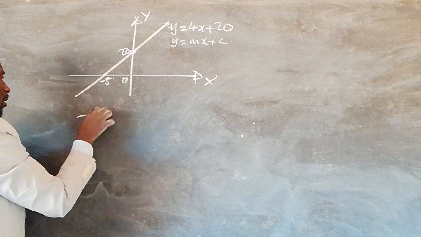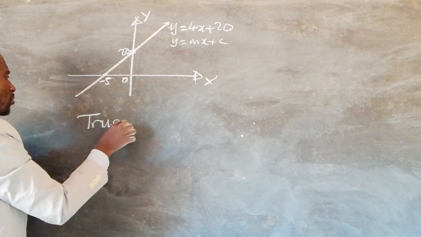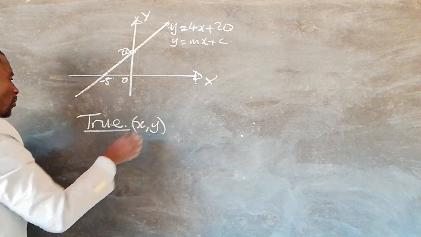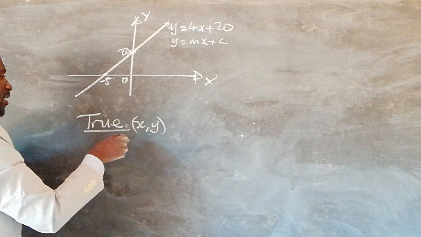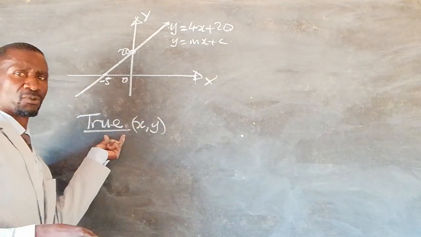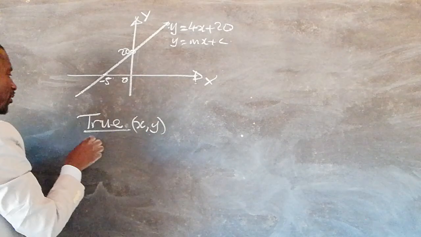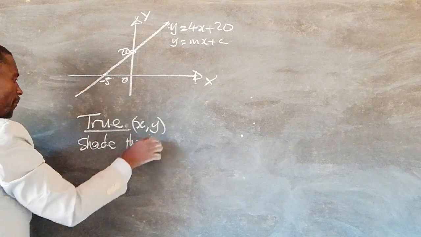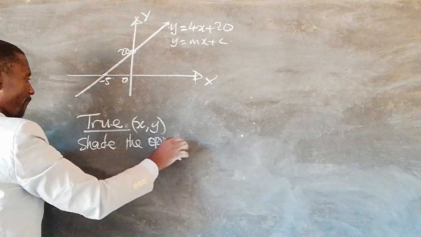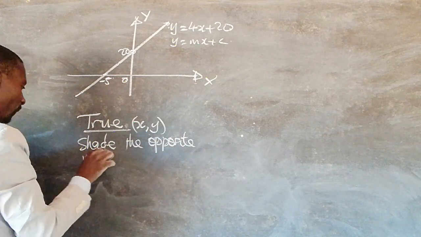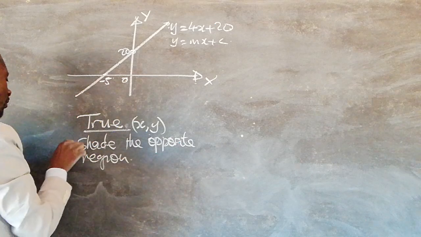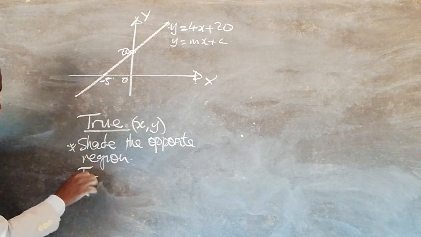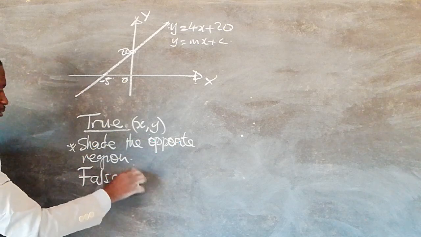So I'm going to use the two words, true and false. This is the point x comma y. If you get a point x comma y and you try it in the function, and the statement ends up being true, then you are going to shade the opposite region. So let me say, shade the opposite region.